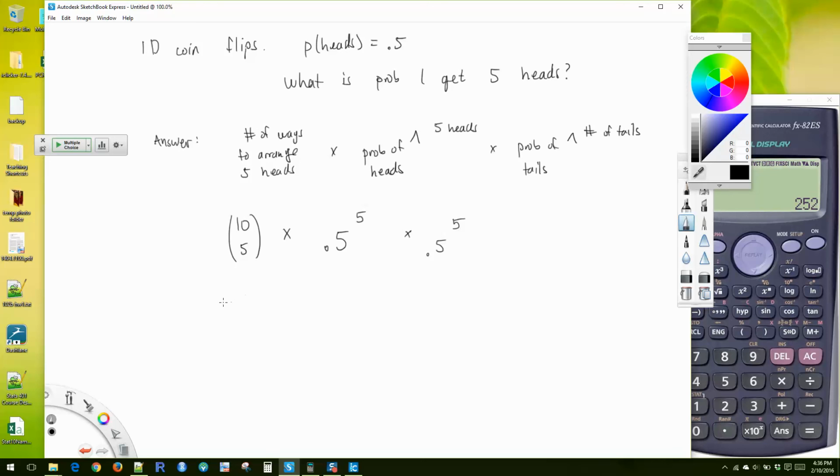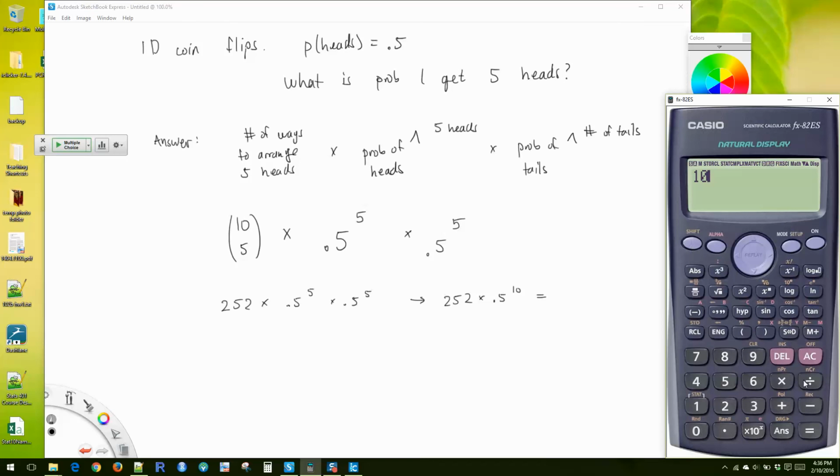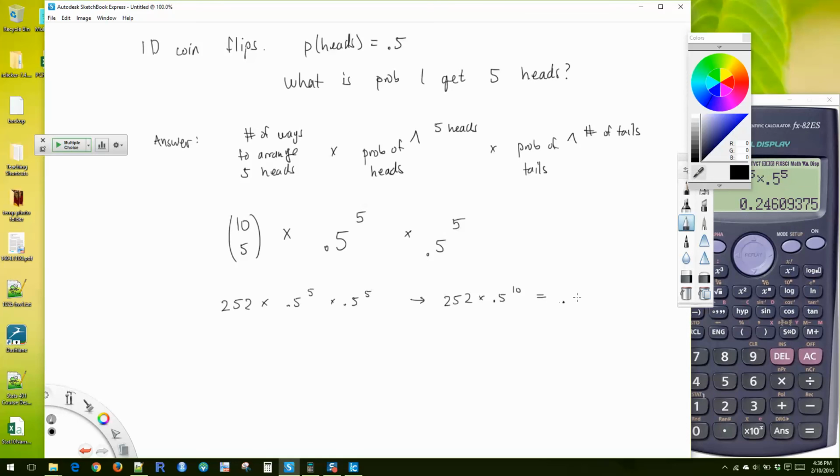So this ends up being 252 times 0.5 raised to the 5 times 0.5 raised to the 5, which ends up being 0.5 raised to the 10. So I can just do 10 choose 5 times 0.5 raised to the 5 times 0.5 raised to the 5. That gives 0.246093. So if you flip a coin 10 times, you've got about a 1 in 4 chance of getting 5 heads. Are we feeling okay with this?